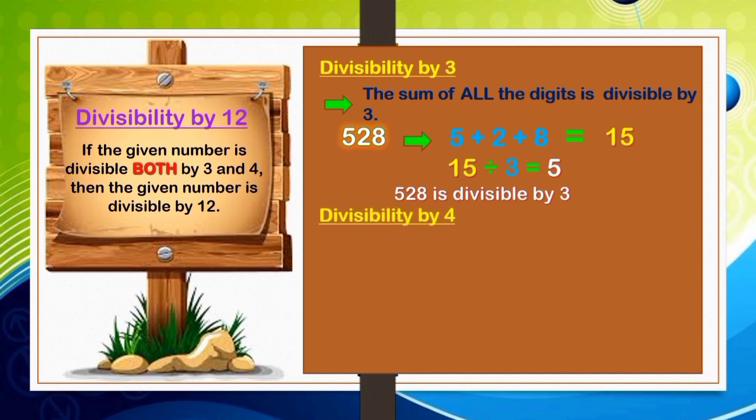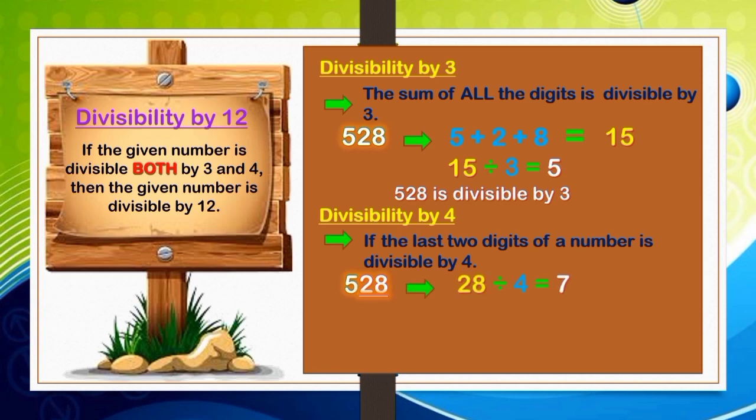Now, let us recall the divisibility by 4. It states that if the last two digits of a number is divisible by 4. The last two digits of 528 are 2 and 8, let us divide it by 4, and it will give us an exact answer of 7. So therefore, 528 is divisible by 4. Since 528 is divisible by 3 and 4 at the same time, therefore, 528 is divisible by 12.